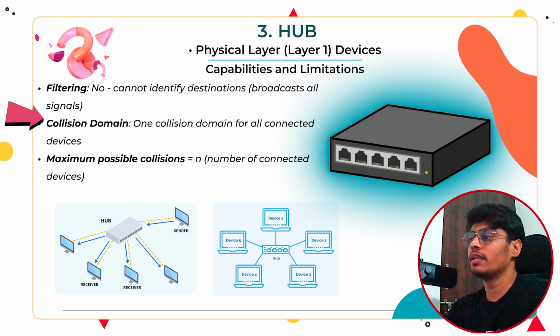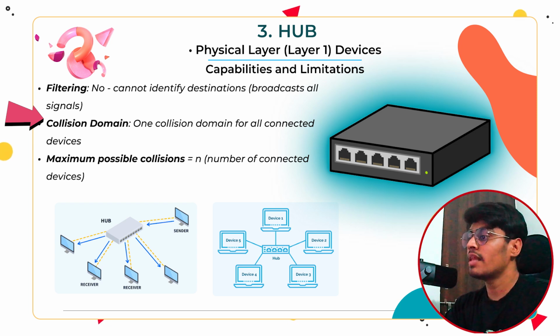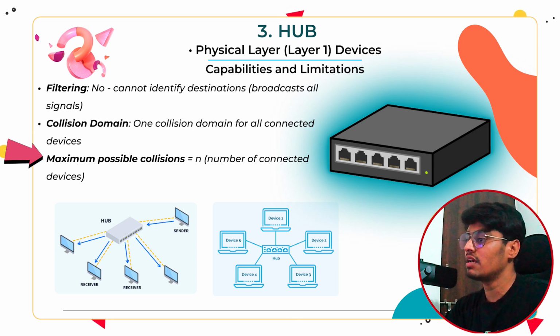Okay, collision domain. If we talk about the collision domain in this hub, collision is not possible outside, but is it possible in the hub? Yes. If one sent a message, then the signal reached the hub. At the same time, a second device also sent, then a third device also sent, then 4 also, then all 4 signals will collide with each other. So if there are n devices, then the total number of possible collisions is n also.